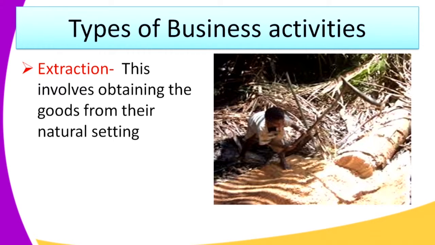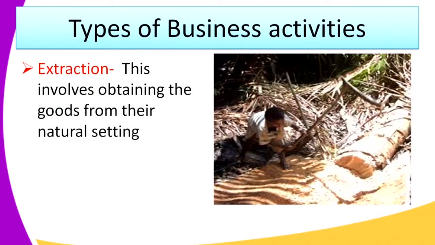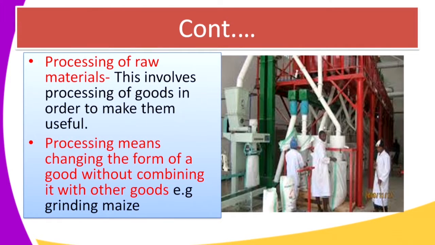We continue with the types of business activities, and the other one is the processing of raw materials. Processing of raw materials involves the processing of goods in order to make them useful. The term processing in business means changing the form of a good without combining it with other goods. There are some products which you cannot use depending on the product that you want.